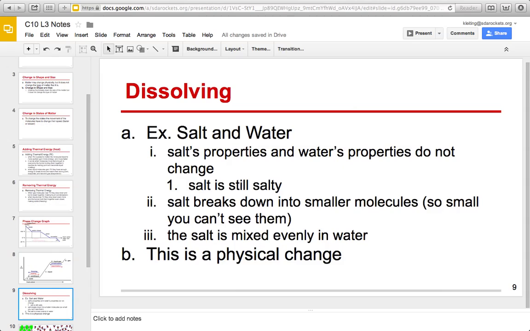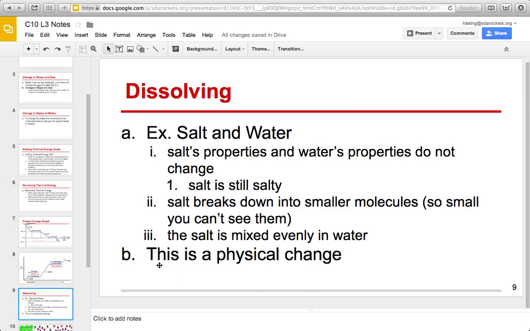Dissolving. The example here is salt and water. Salt's properties and water's properties do not change. Salt is still salty, right? We keep using the ocean as an example. If you've ever been in the ocean, you know how salty the water is. Salt breaks down into smaller molecules so that you can't see them, and the salt is mixed evenly through the water. We call it salt water, but those two things are still separated. And we'll see a picture of that in just a second.